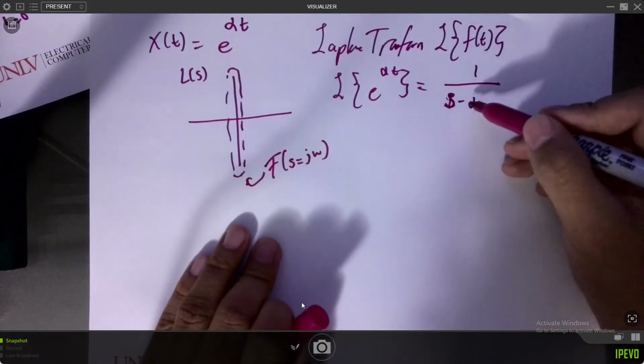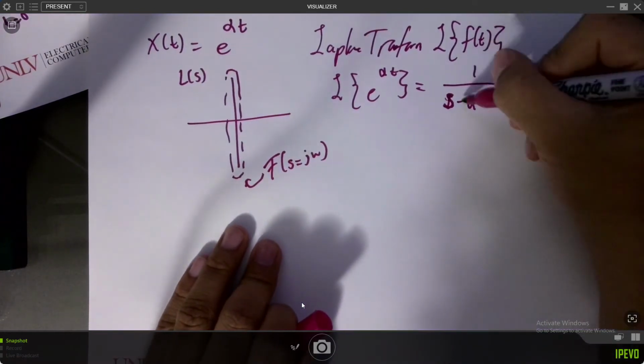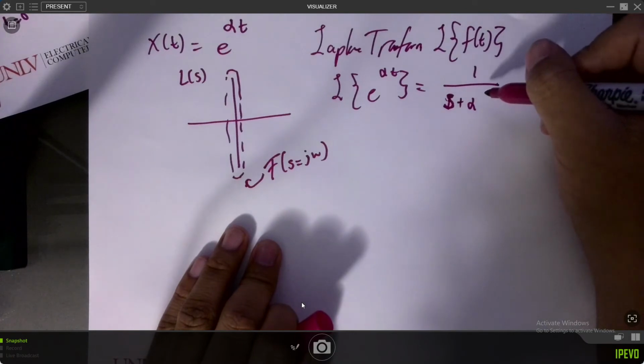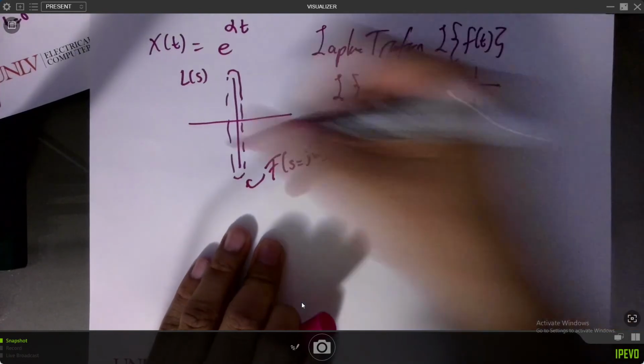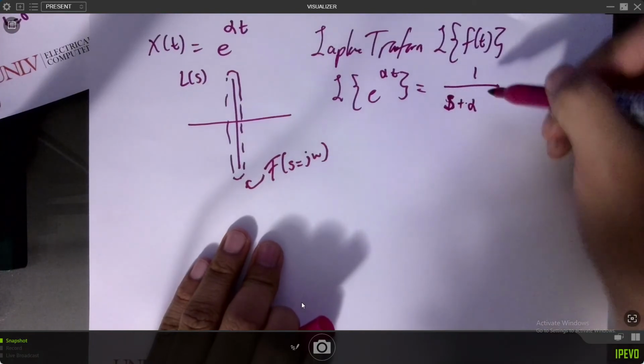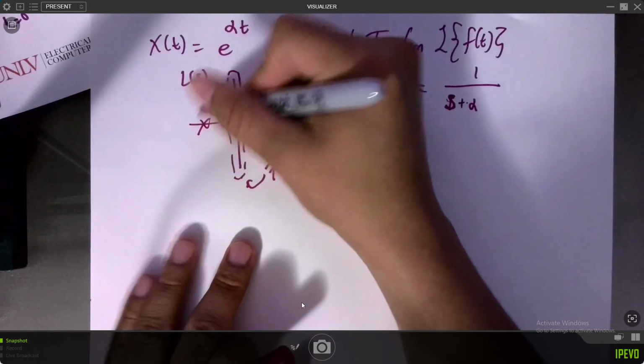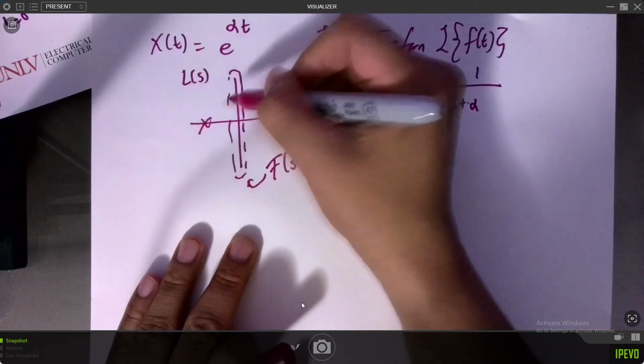That bothers me a lot. Let me check my notes again. I think it should be plus. I think this has to be plus. Yes, this has to be plus, because the only way for this to exist is if this is s plus a. Yes, it is plus, sorry. So that means, yes, the pole has to be on the left side. Has to be on this side.